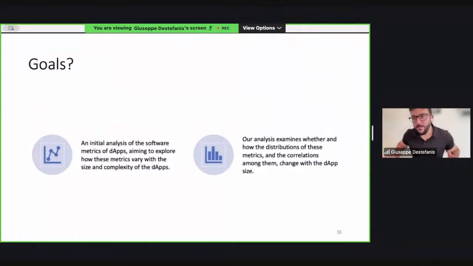Okay, I gave you all these definitions. Why? Because the goal of this study that I'm trying to describe today is, can we analyze software metrics at contract level and function level, and get an understanding of what's going on in the decentralized application? And what's happening with the distribution of the metrics? Are they correlated? Do they change? And this is also related to the questions that you were asking earlier.